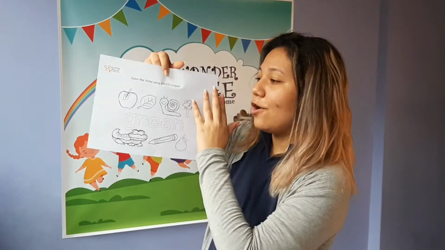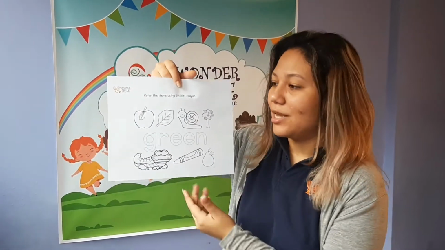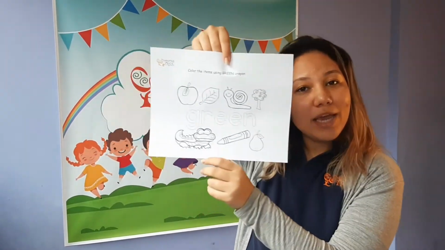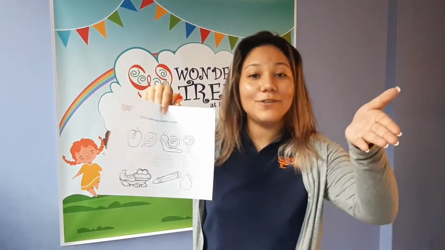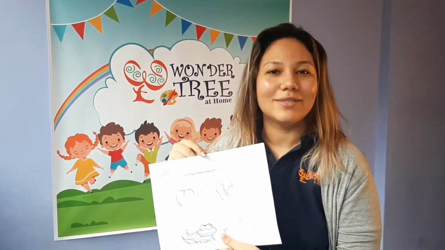Now, let's continue. Activity, you have to take your green crayon and you have to color all the green items. You have this page full of items that you have to color on green. So let's do it and then show me how it looks.